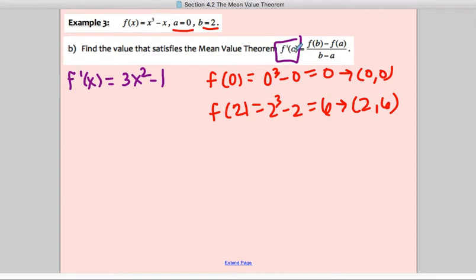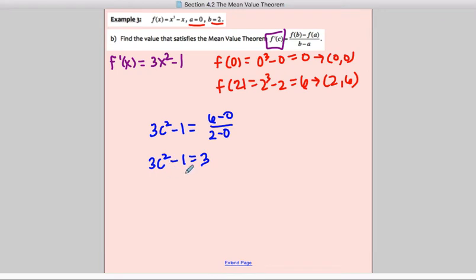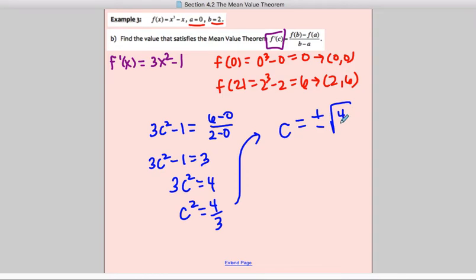So then you take your derivative of c and set it equal to your old school slope. Okay, y2 minus y1 over x2 minus x1. So we have 3c squared minus 1 equals 6 minus 0 over 2 minus 0. 3c squared minus 1 equals 6 over 2, which is 3. And then I'm going to solve for c squared. So I'm going to add 1 to the other side. So I have 3c squared equals 4. Divide by 3. So I have 4 over 3. Then I take the square root. So c is equal to plus or minus the square root of 4 over 3.